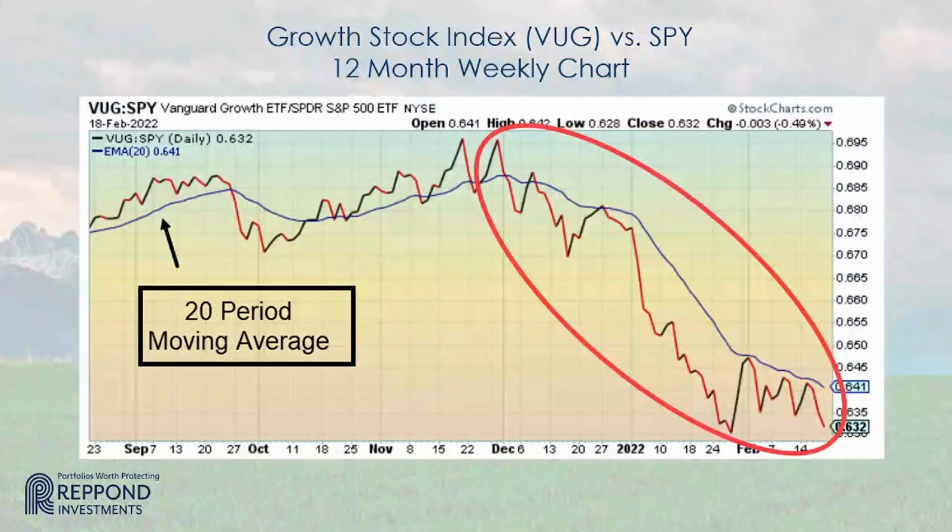And you can see for almost a 6-month period of time that the growth index, VUG, is moving in a downward direction more so than the S&P 500. I've already shown you the S&P 500 is moving down. This is moving down even faster. We could have substituted QQQ, the NASDAQ 100, which is a growth index, for VUG, and it would look similar. So whichever growth index it is, it would look similar to this.